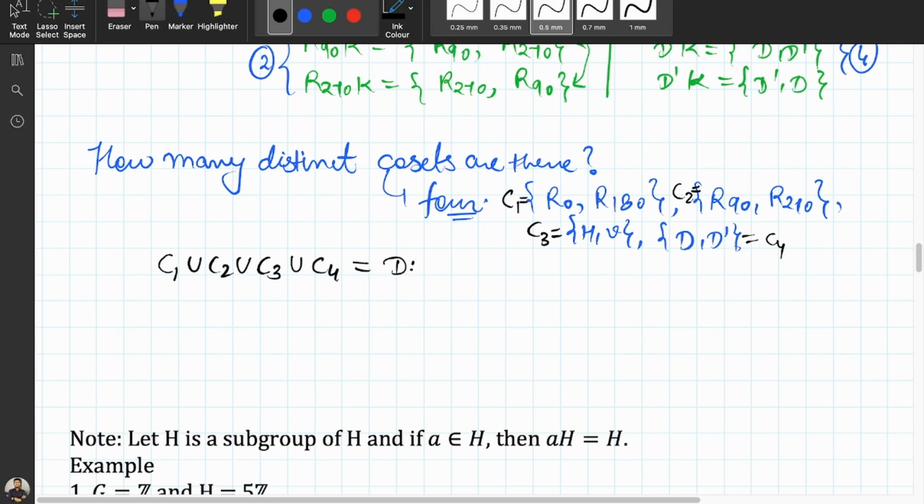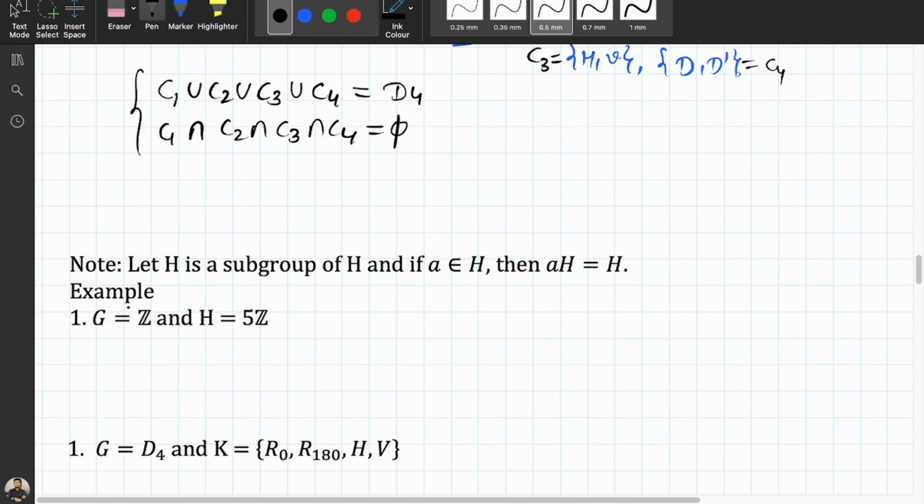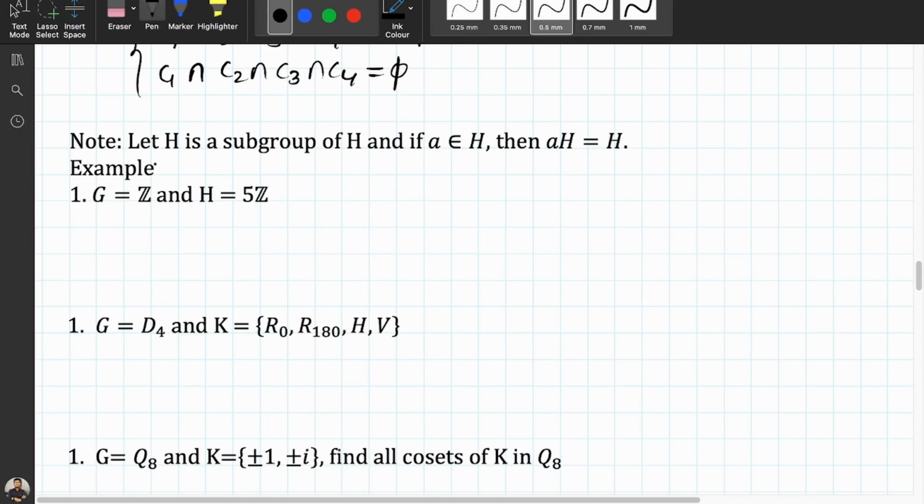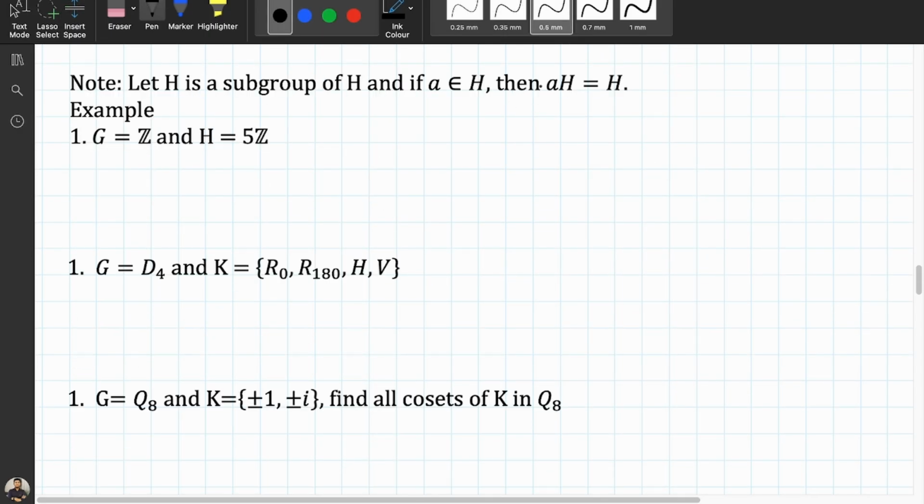Nothing but D4, and C1 intersection C3 intersection thing, but non-empty. Yeah, next we have some more results. Now if H is a subgroup, then find HA. Then HA is equal.